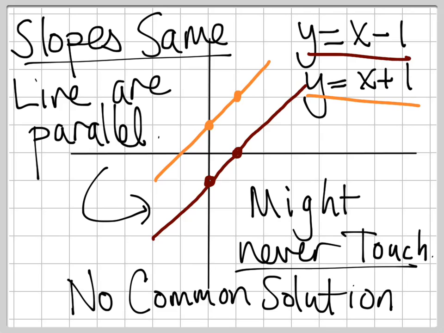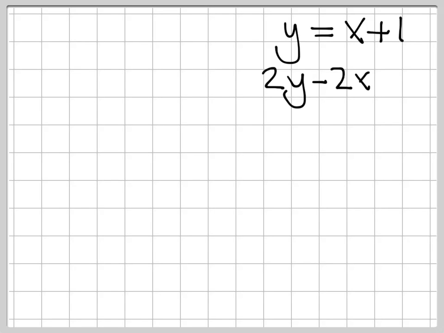Remember, every single point on any line is a solution for that line. If there was a common solution, there'd have to be a point that was on both lines at the same time. And since these two parallel lines never touch, there is no such point. One other thing can happen. Let's graph y equals x plus 1 and 2y minus 2x equals 2.